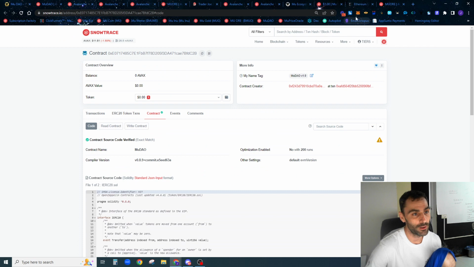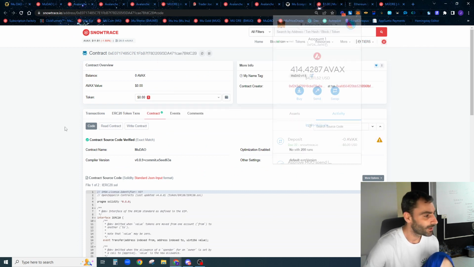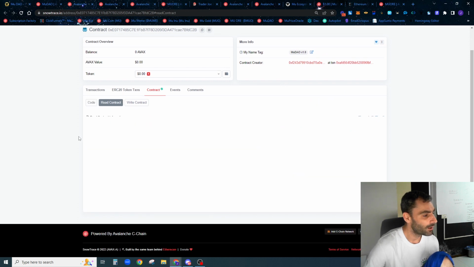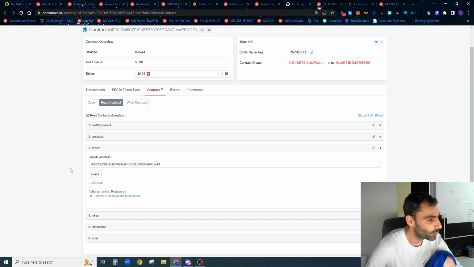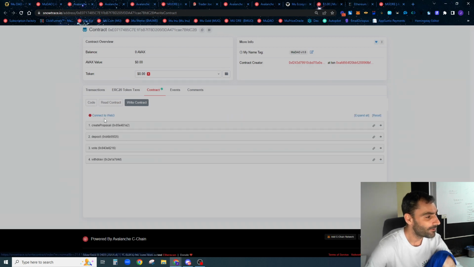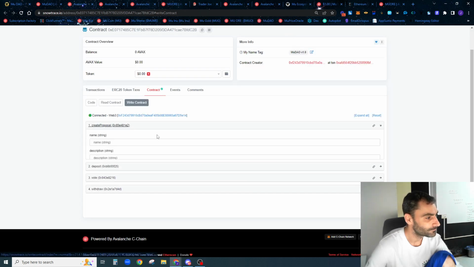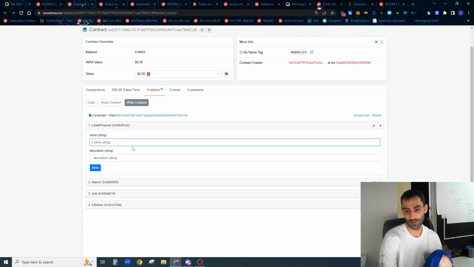And now if I actually come look at my own wallet address, I can put in shares and I can put in my value and I can see, boom, there are my shares. All right, so now if I want to actually create a proposal, I can create a proposal. I'm going to give it a name, and it is going to be remove liquidity from Mu Inu.